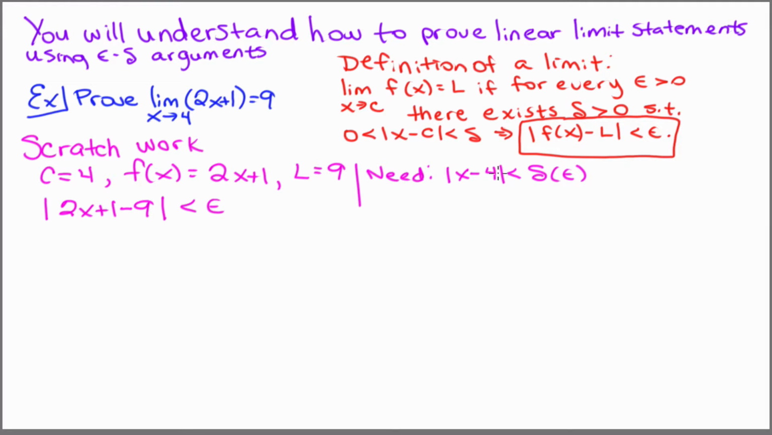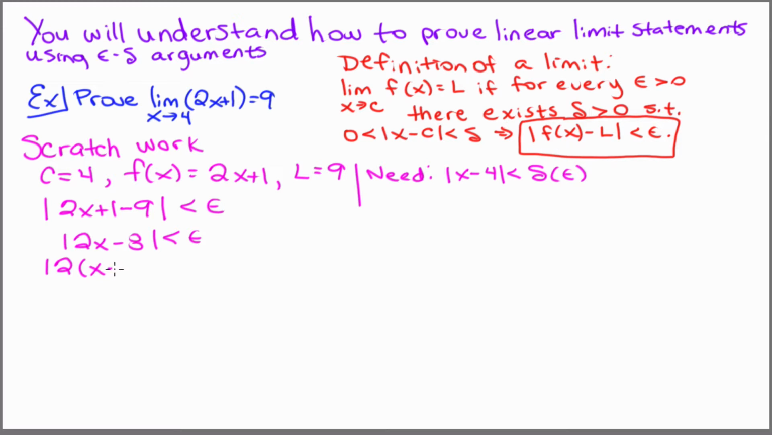In the same way, we need to begin with this statement, f of x minus L less than epsilon, and we need to somehow get it into the form of x minus c, in our case c is 4, is less than some value in terms of epsilon, and we'll call that value delta. That's why I have delta of epsilon. 2x plus 1 minus 9 is the same as 2x minus 8, because 1 minus 9 is negative 8, less than epsilon.